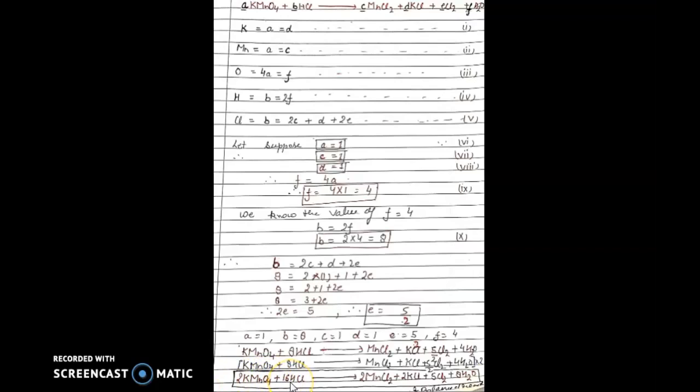Now let's see hydrogen and chlorine. On the reactant side, 16 hydrogen and 16 chlorine are present. Similarly, on the product side also 16 chlorine as well as 16 hydrogen are present. So the whole reaction is completely balanced. Now we will discuss the limitation of chemical reactions in our next lecture.